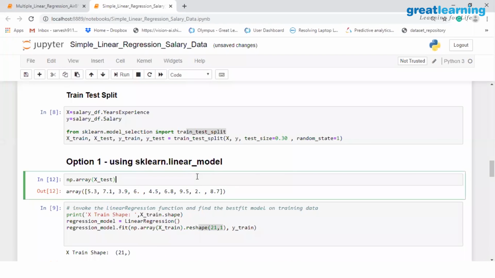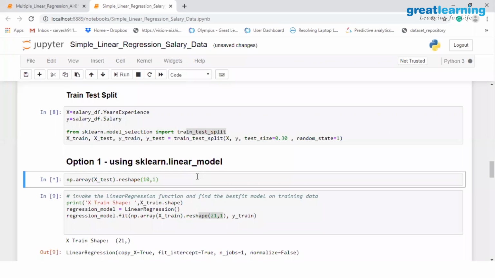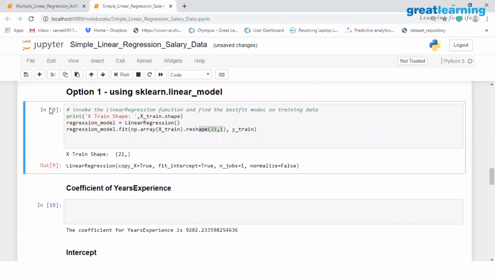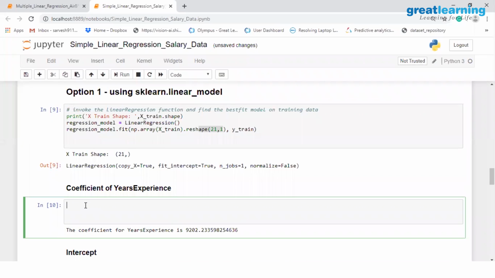I'm converting it to an array and reshaping it to however many rows, 1, 2, 3, 10, by 1. So I'm just converting it to an array. That's how the input is taken for this linear model. That was the reason I've used this np.array. Okay, there is nothing to confuse.